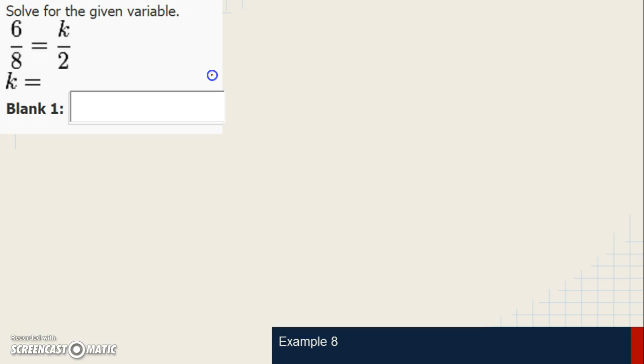Example number 8. 6/8 equals k/2. I'm going to cross multiply. 6 times 2 equals 8 times k, which is just 8k. And now I'm going to simplify this real quick. 12 equals 8k. Divide by 8 using inverse operations, and I have 12 over 8 equals k.